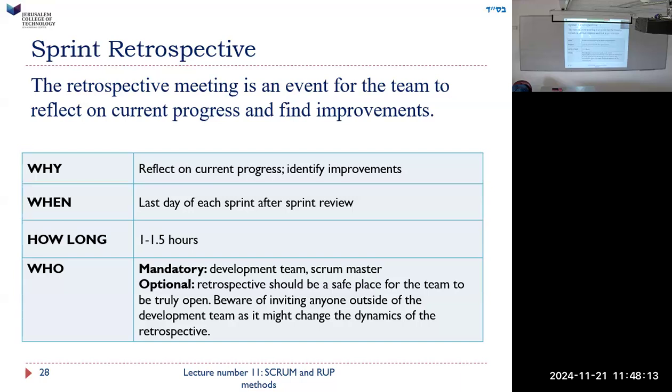Optional: the retrospective should be a safe place for the team to be truly open. In other words, the manager's not there. Beware of inviting anyone outside of the development team as it might change the dynamics of the retrospective. Reflect on current progress, identify improvements. Again, it sounds like this is about the system, about how can we improve the system, although the system is already set in place.